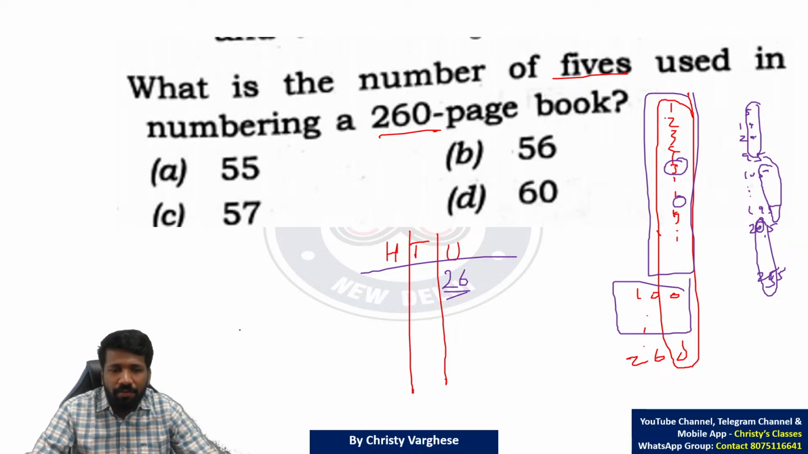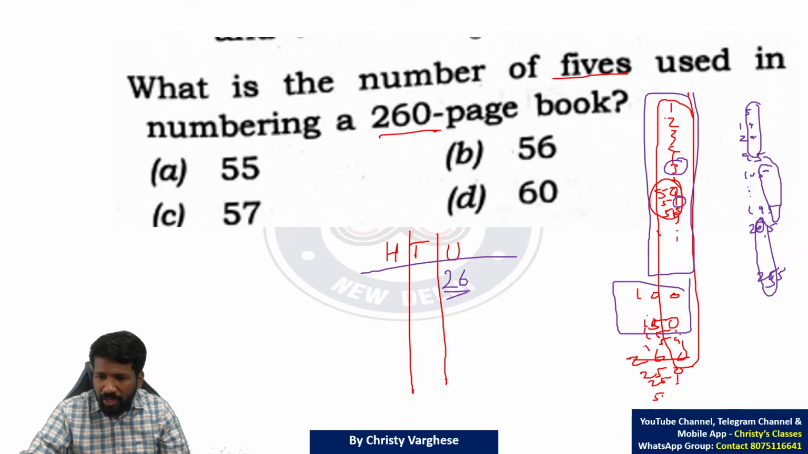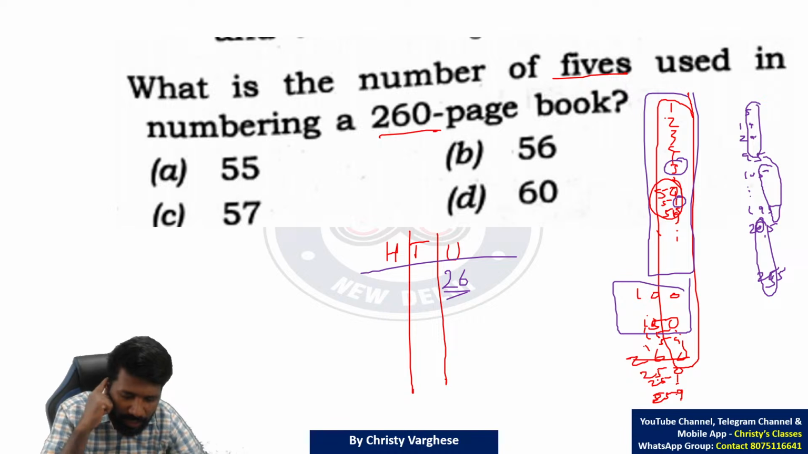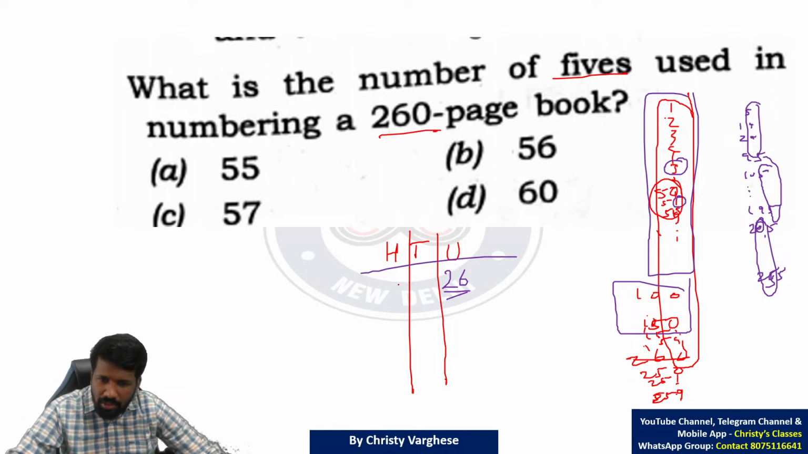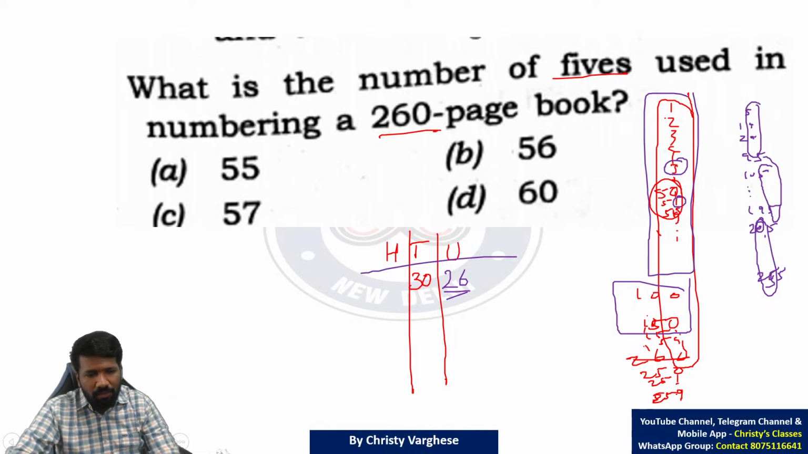Now how many 5s are in the tens place? For a 5 in the tens place, you need a number like 50-something, right? For example, 50, 51, 52 up to 59. In these 10 numbers, there is a 5 in the tens place. Similarly, 150, 151 up to 159. Similarly, 250, 251 up to 259. That means 10 numbers each in 1 to 100, 101 to 200, and 201 to 260. 10, 10, 10, total 30 numbers. So 30 5s in the tens place.